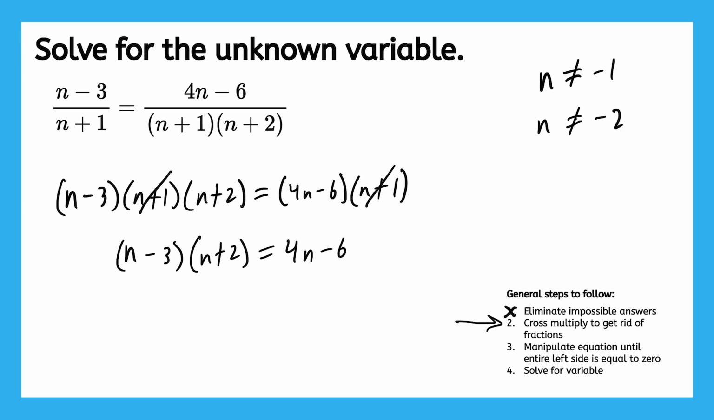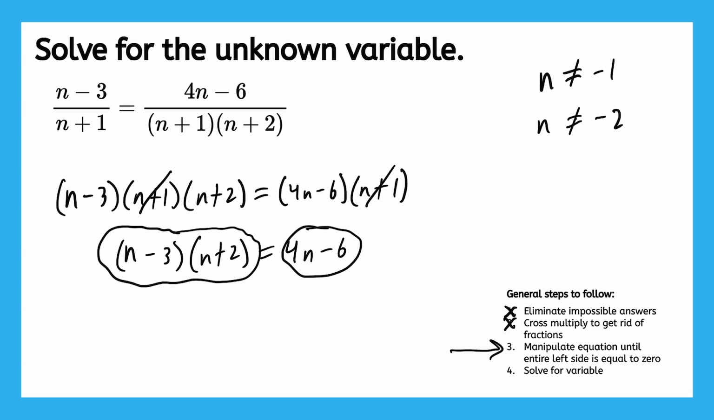The point is, we want to try to manipulate the equation eventually until the entire left side is equal to 0. What could we do? Well, in order to get this right side as 0 so that the entire left side equals that 0, we're going to need to subtract 4n and add 6 so that all of that becomes 0. But before we do that, let's multiply these two binomials, and then we will subtract 4n and add 6.